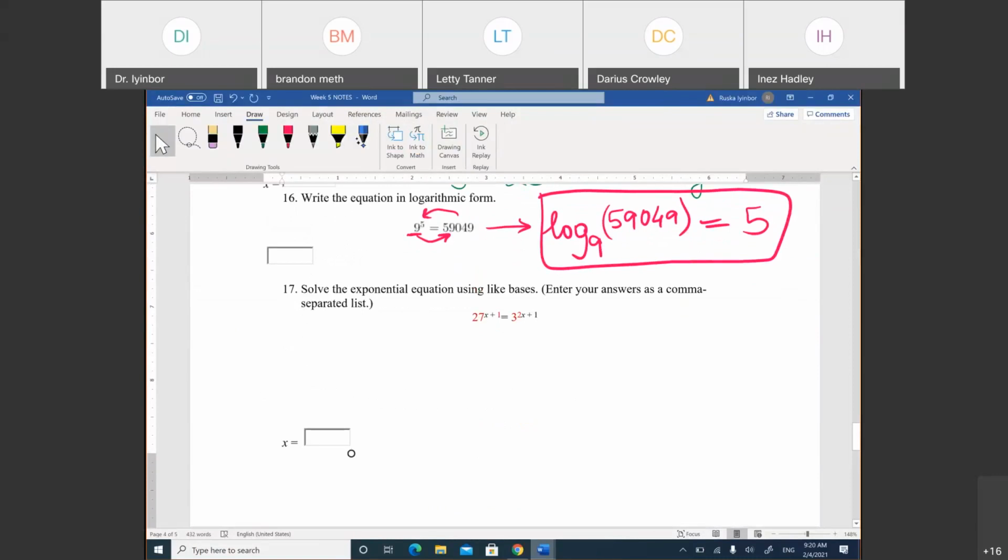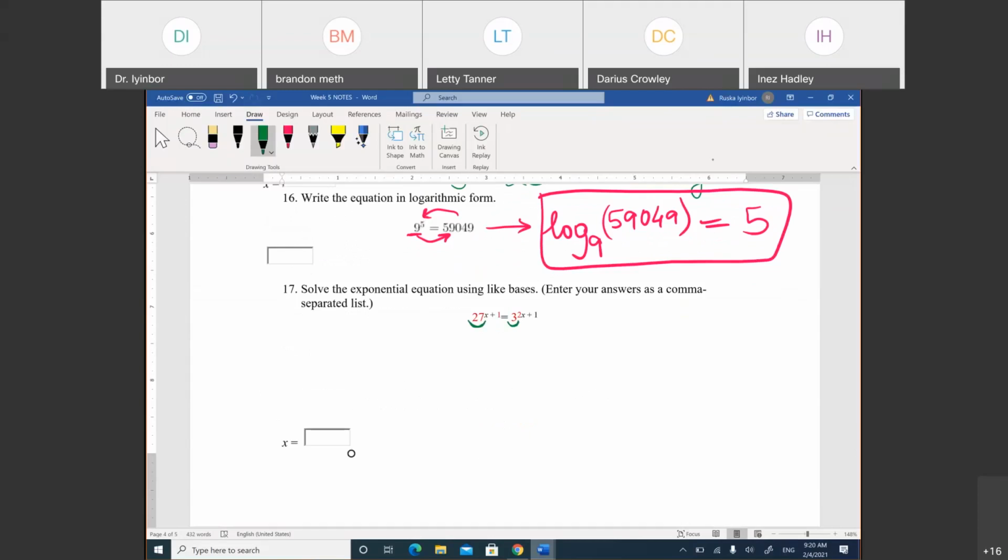So in order to solve this, we're going to make the same base. What is the base on the left? 27. Darius, can you mute yourself, please? If you don't talk, yes, thank you.